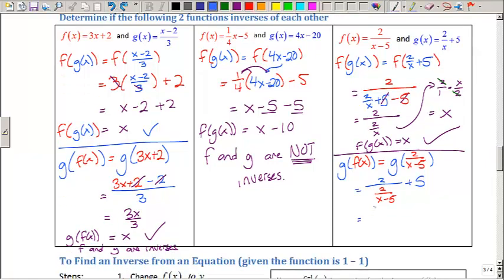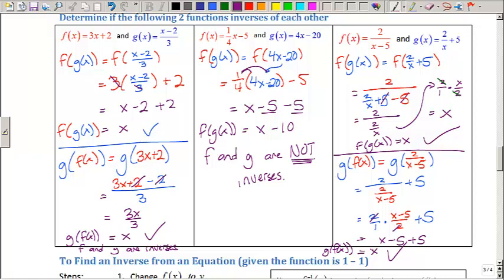In the fraction, I know that the numerator is 2, or 2 over 1, multiplied by the reciprocal of the denominator, x minus 5 over 2. And now the 2's divide out, I'm left with x minus 5 plus 5, or just x. And I know that g of f of x is equal to x.